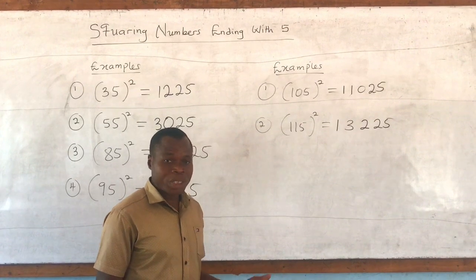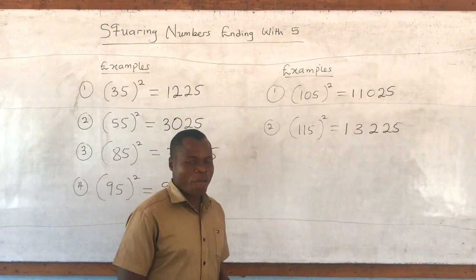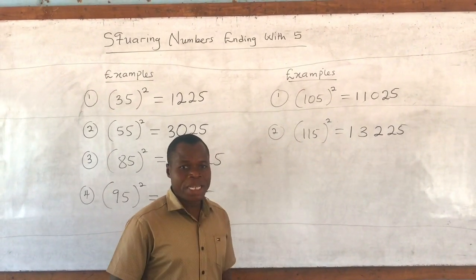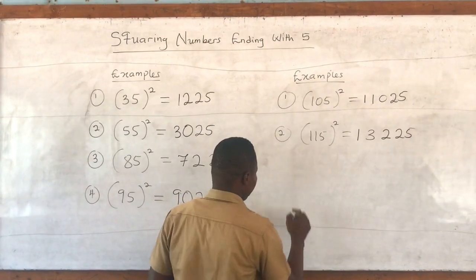This is how we square numbers ending with 5 without using a calculator, which is even faster than when you have to use a calculator. Now, there is another way of doing this, and you still get the same answer. Let's look at that particular procedure.